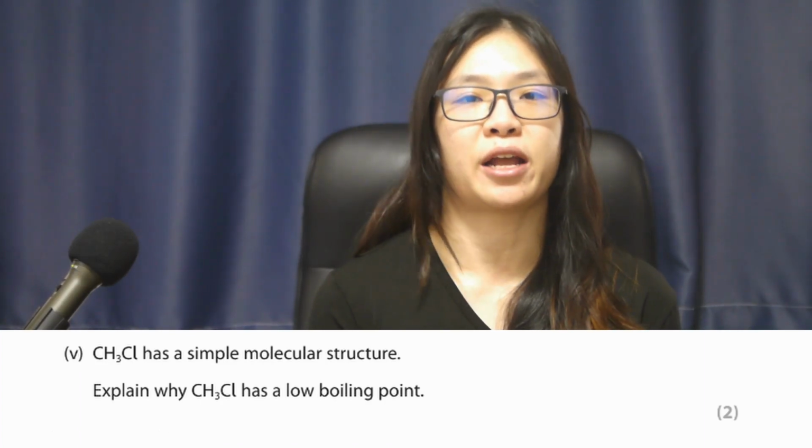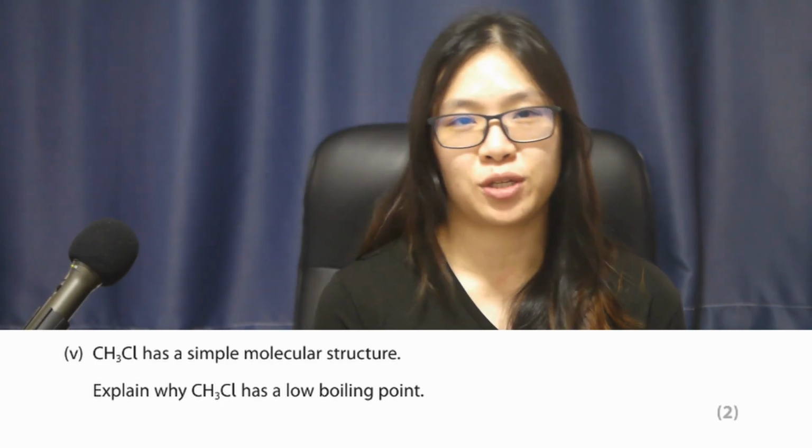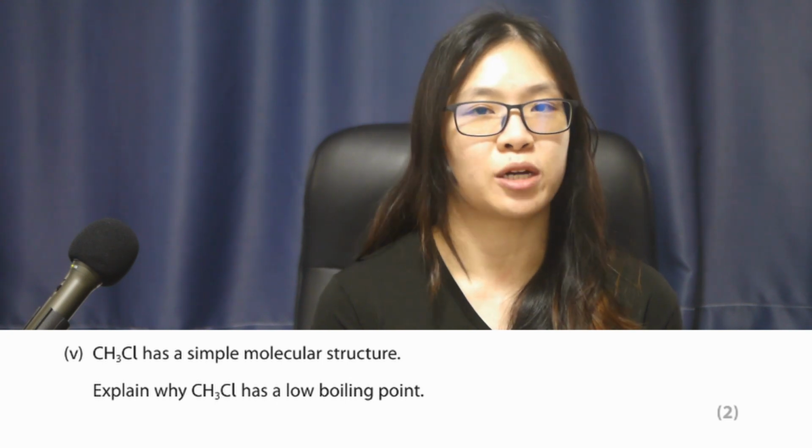Part 5. CHCl3 has a simple molecular structure. Explain why CHCl3 has a low boiling point. 2 marks. It's a relatively common question for the exam board to ask you to explain using structure and/or bonding why a substance has a certain melting point or boiling point.